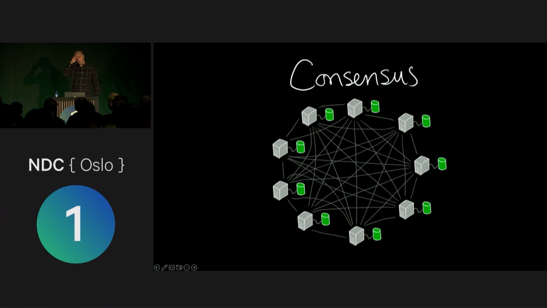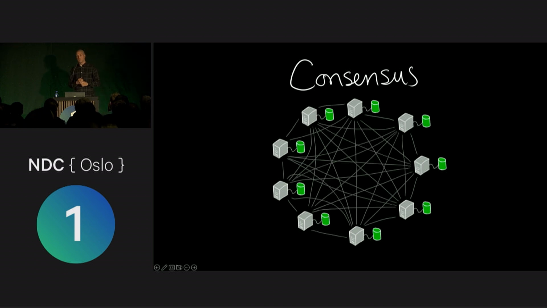But how can we get the nodes in the network to agree about the state of the database? Well, this is where the consensus algorithm comes in. And we have to consider malicious actors here as well. There might be someone that tries to steal your, or like subvert the system somehow. So how can we reach consensus in a distributed system?